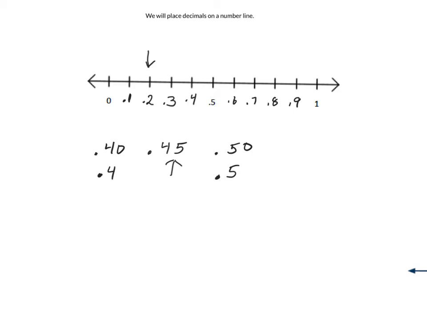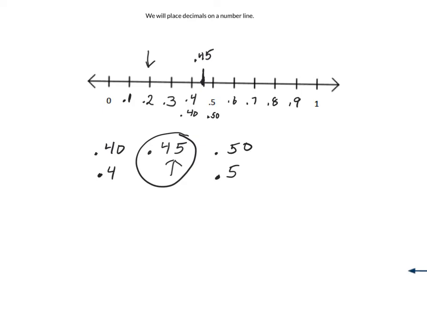So 40 hundredths goes right, I'll label it right here. So 40 hundredths is the same as 4/10, and 50 hundredths the same as 5/10. That means 45 hundredths is going to be right in the middle. So if I was going to label this, I'm going to label it up on top to make it easier. Now we just go like this.